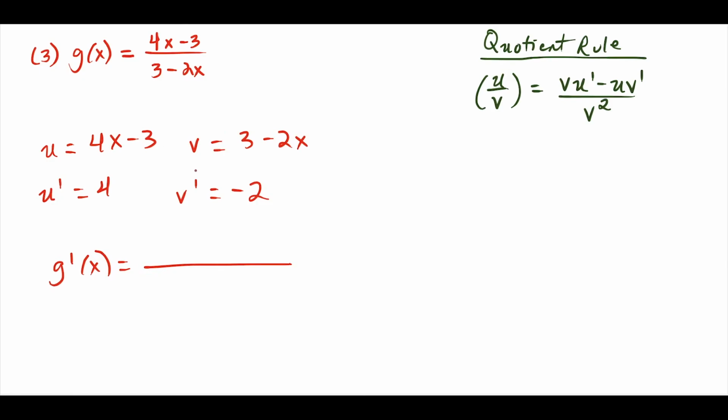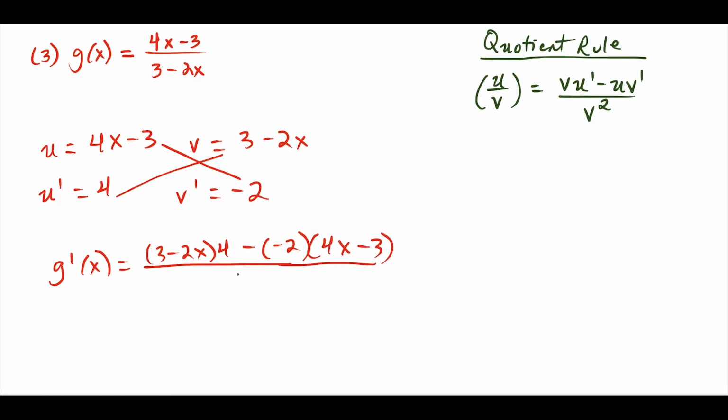So we have v times u prime, and that's going to give us 3 minus 2x, which we'll write in parentheses, times 4. And then we have minus, and now we have 4x minus 3 times negative 2. So I'm going to write the negative 2 first. We have negative 2 times parentheses 4x minus 3, over the denominator, 3 minus 2x, and that's being squared.